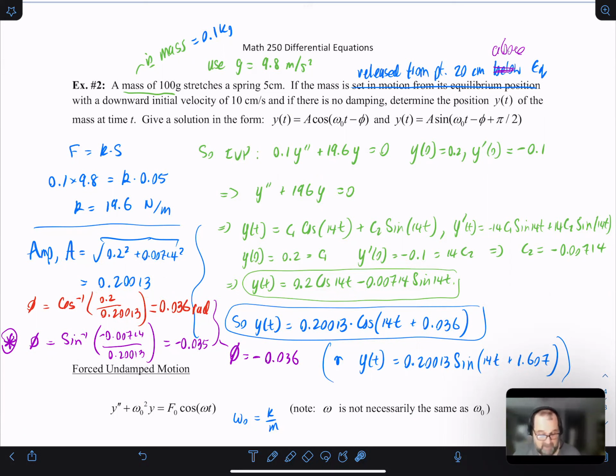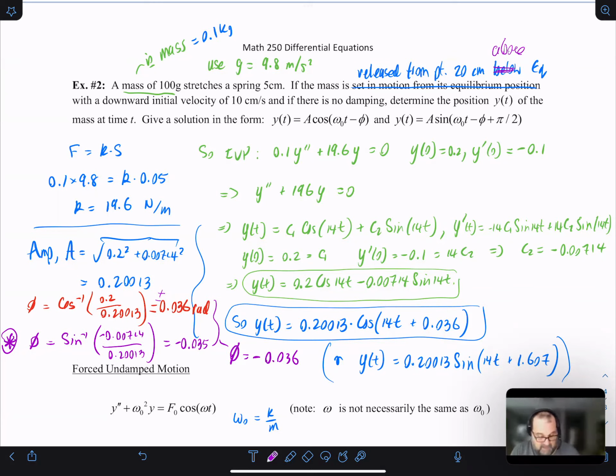Then this is how I do the phase shift. Again, there are other ways to do it, but I recommend this way. I look at phi as cosine inverse of C1 over the amplitude I just computed, and I get this potential angle. Basically, what this says is that phi here could be plus or minus. Remember, if you do a cosine inverse, the domain of cosine inverse is only from 0 to pi, so it is always positive.